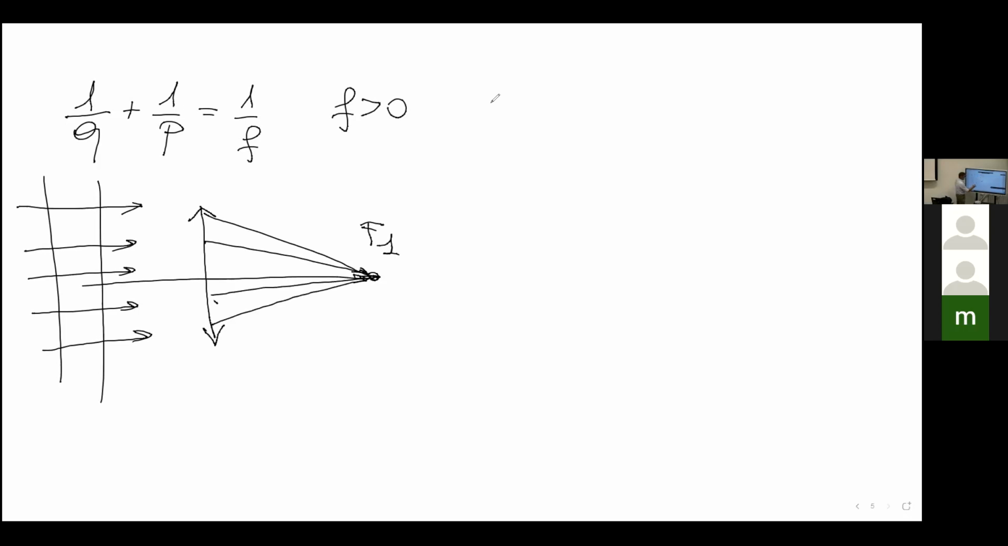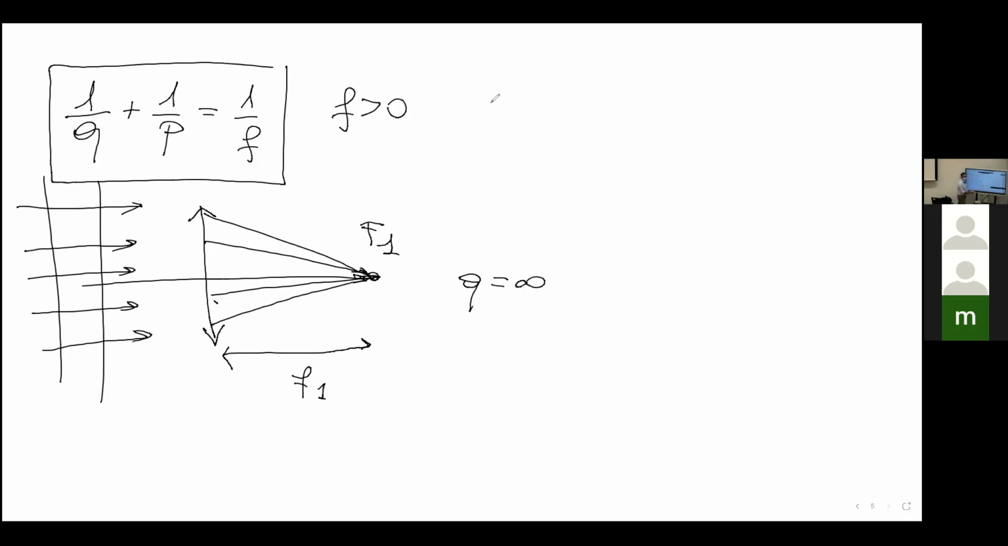Okay, and this will be the focal distance f1. How do you find out f1? You simply look at this equation. You see that when Q is infinite, so when the source of light is at an infinite distance, 1 over P is 1 over F. The coordinate of the image is exactly the focal length that you defined before.